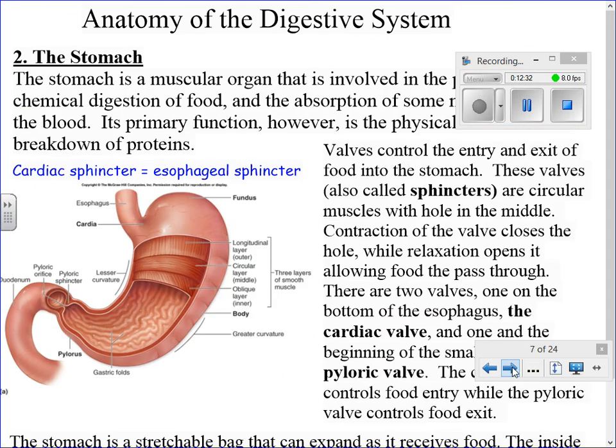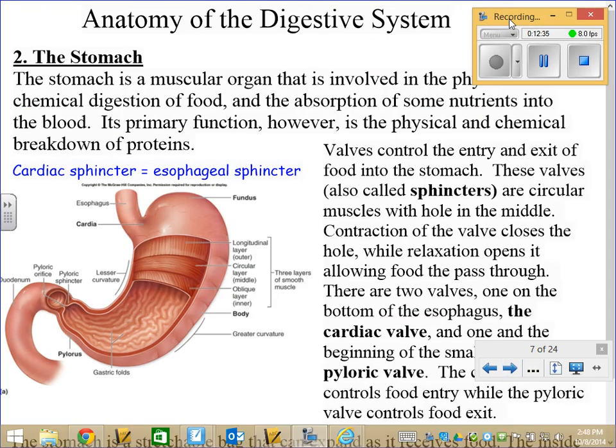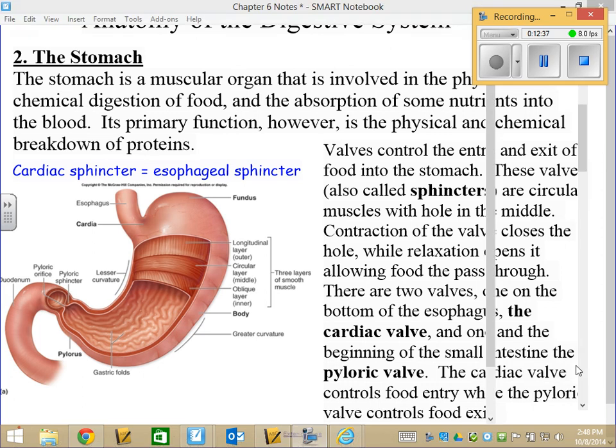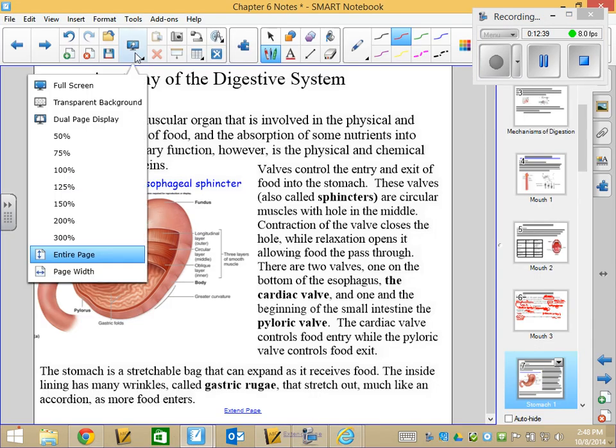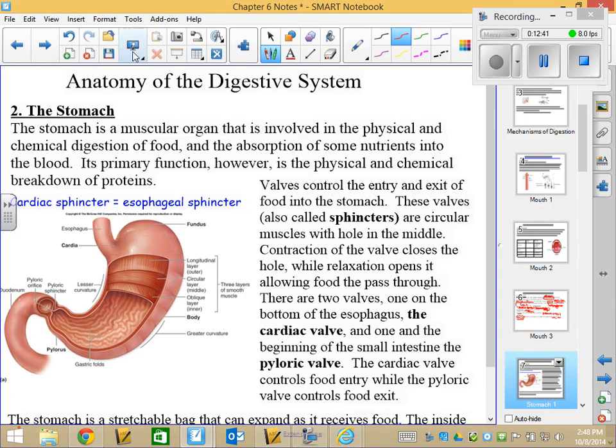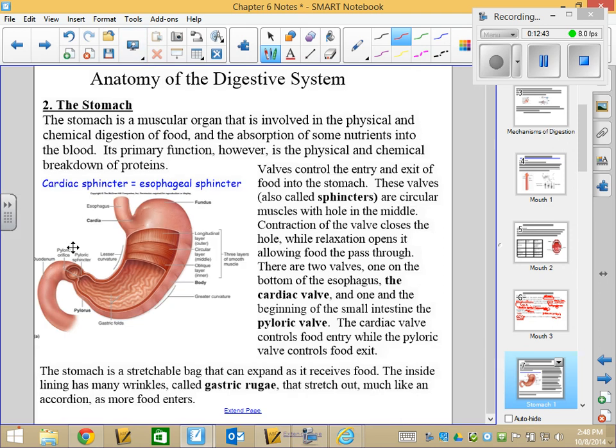So let's talk about your stomach. Let's maybe make it so we can see the whole page. Okay, I was on an entire page.